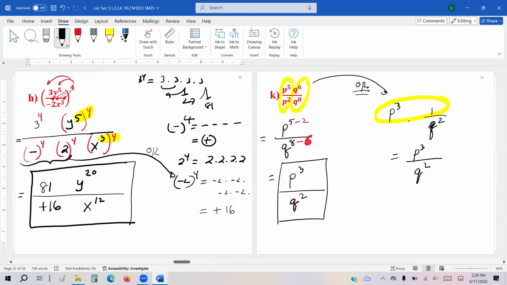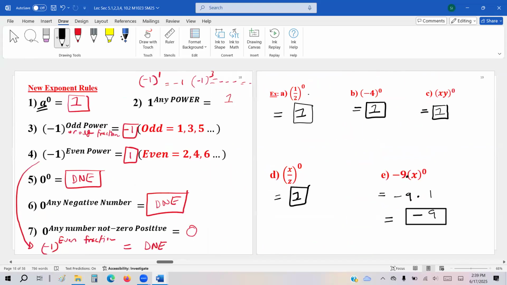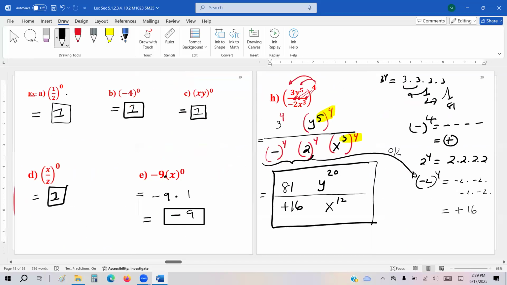The rules we learned, 5 rules from yesterday, and these are the new rules we learned. So 5 and 8 of them here, including this one. So 5 and 8, 13. 13 rules, make sure you remember very well until this semester is over.